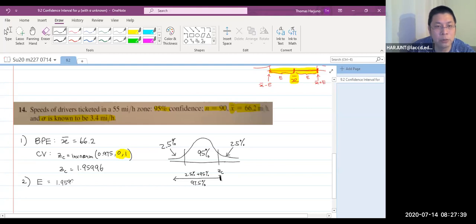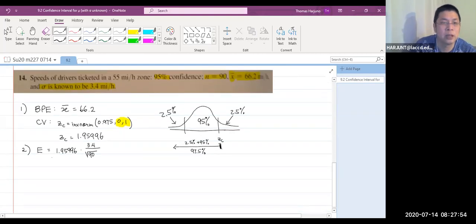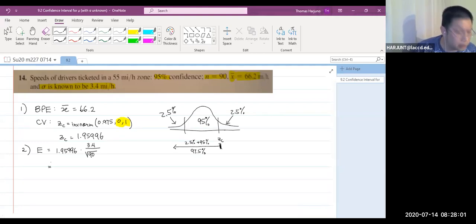And then step 2, the margin of error will be that critical value multiplied by the population standard deviation 3.4 over the square root of 90. Then you use your calculator to compute that: 1.95996 times 3.4 over square root of 90. I get 0.70243.